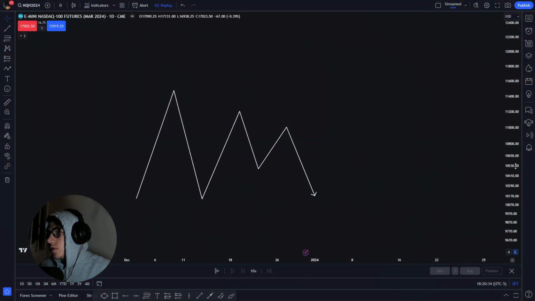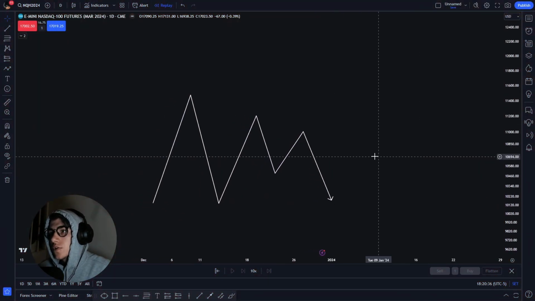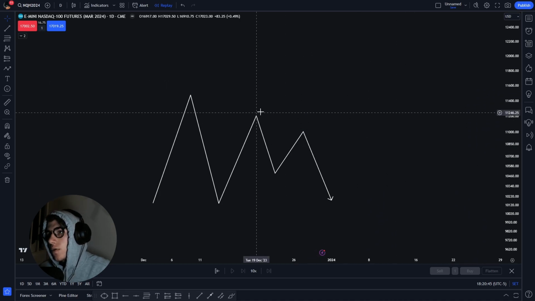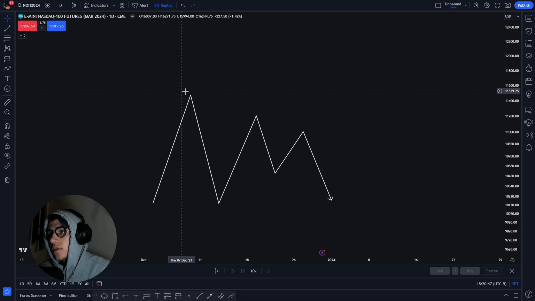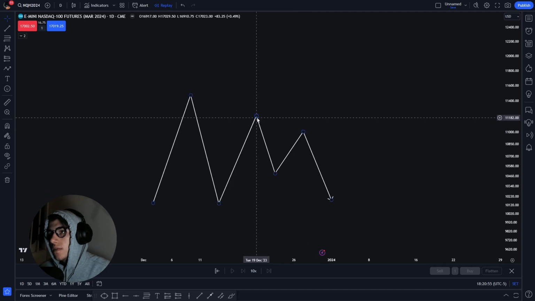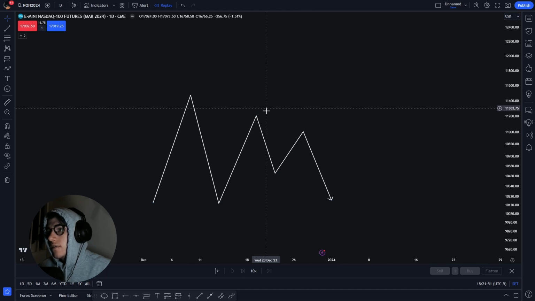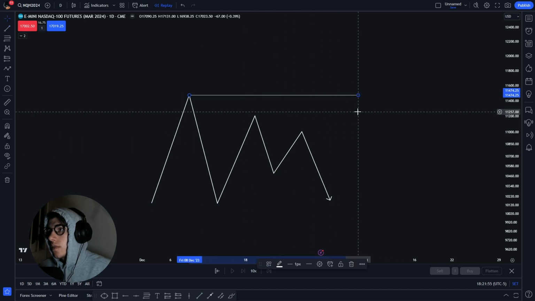Essentially, what we are looking for when talking about low resistance liquidity is failure swings. Right here, we failed to swing above this high, right? We never took out this high. This is a failure swing. And the same as this one. This one did not break this high, and this one did not break that high. And what does that leave us with? It leaves us with liquidity.